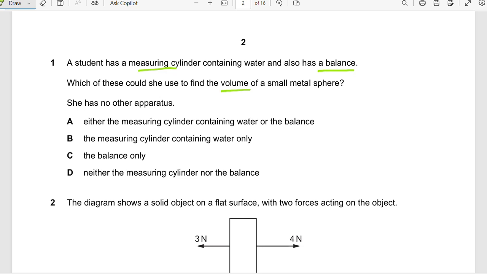The first option is either the measuring cylinder containing water or the balance. For the volume, we don't need the balance, right? In B, the measuring cylinder containing water only. This is possible, okay? In C, the balance only, we don't need it. Here they say neither the measuring cylinder nor the balance. This is wrong. So the answer here is B. Okay.